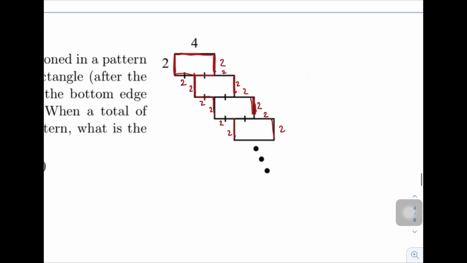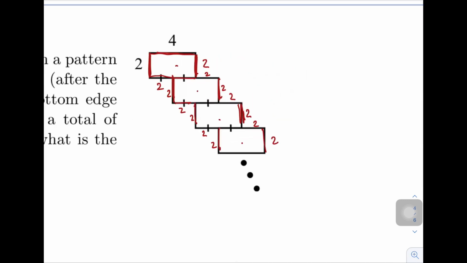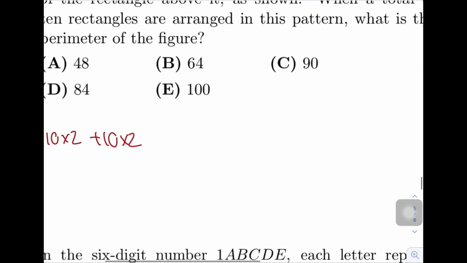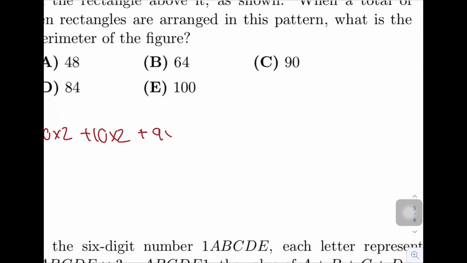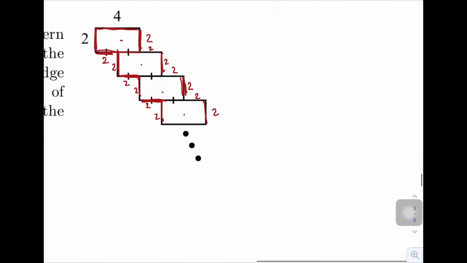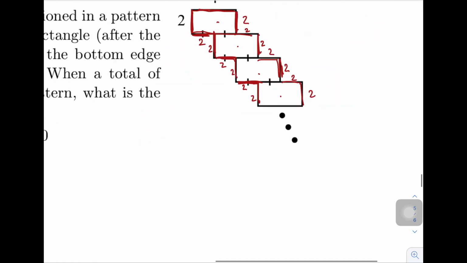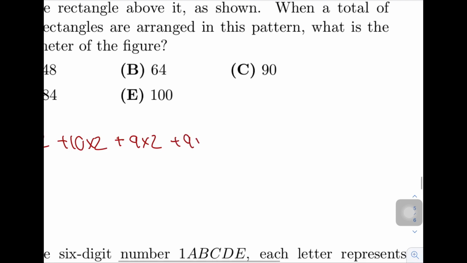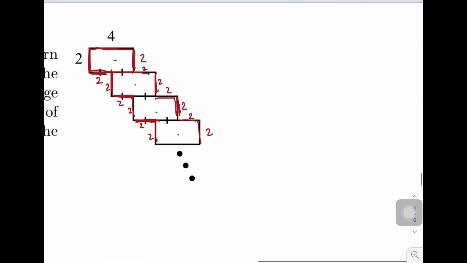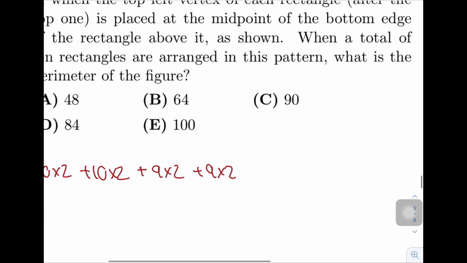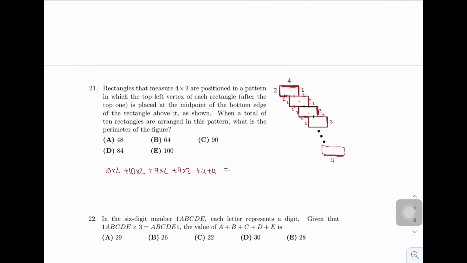But if we see, we have 4 rectangles, but we only have 1, 2, 3 of these ones. So plus 9 times 2. Again, same story. 1, 2, 3. So instead of 10, we do 9 times 2. And we realize that we are missing this 4. And for the very last rectangle, they also have a 4 here. So we add 2 4s. And if you punch this into the calculator, you should be getting 84, giving you the answer D.